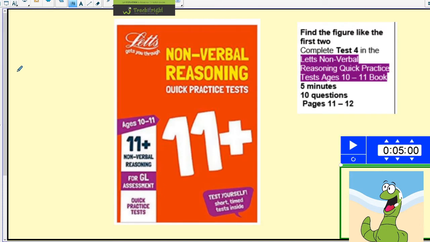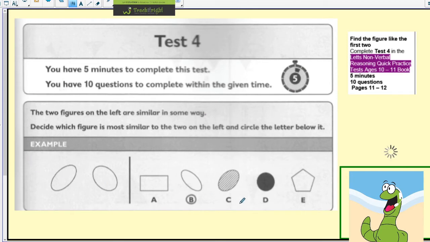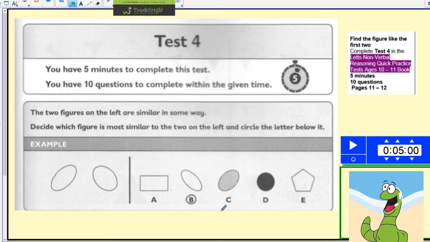So we have got non-verbal reasoning, quick practice tests is the book we're using, and we're going to be starting with test 4, which is the find the figure most like the first two. And if you find it, it should look like this. By all means, pause the video if you just need a little bit of time to get sorted. You'll need a pencil. Probably won't need a jotter for this particular stage, although it might be worth having your jotter out with the page that you filled in for lesson 2 when we covered the Spans-Ross mnemonic.